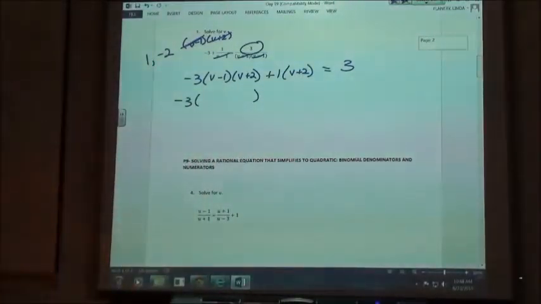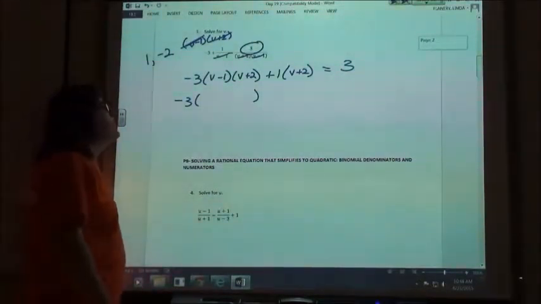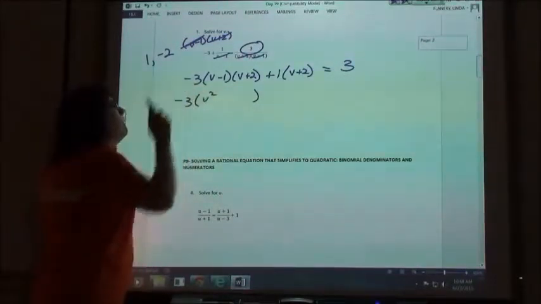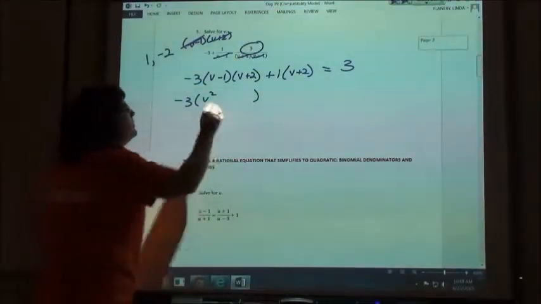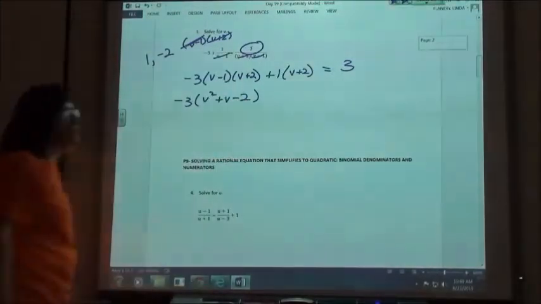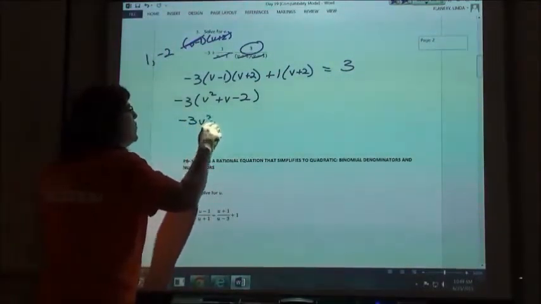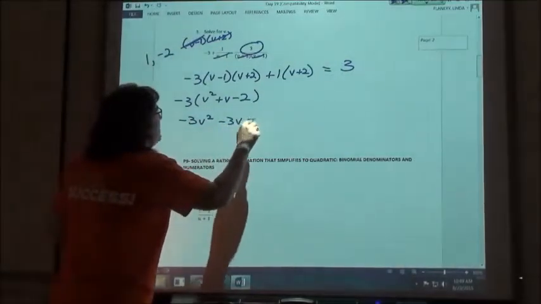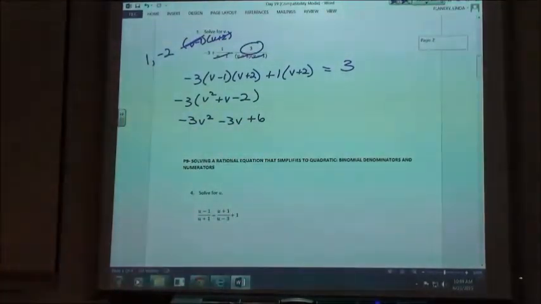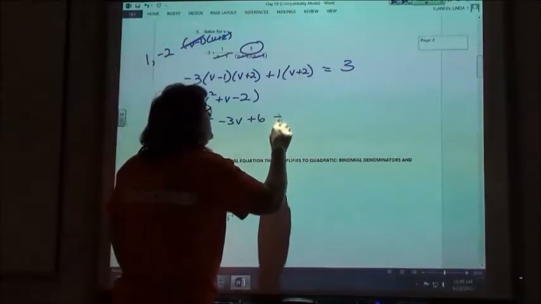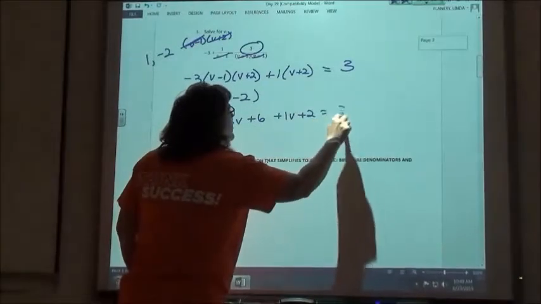So if you FOIL out v minus 1 times v plus 2, what would you get there? V squared plus v minus 2. V squared plus v minus 2. So distributing my negative 3, I have negative 3v squared minus 3v and plus 6 then. Over here, we're going to have a plus 1v and a plus 2 equals our 3.